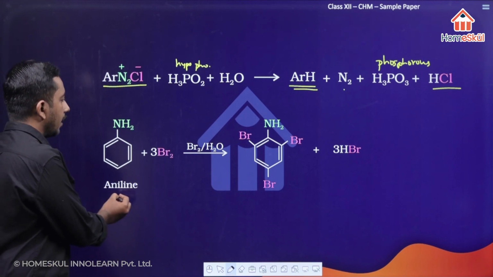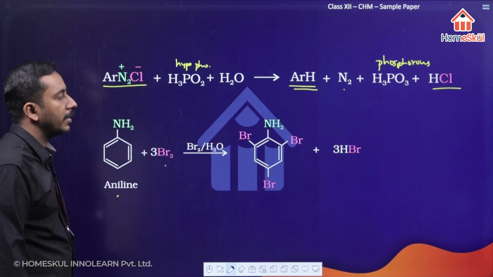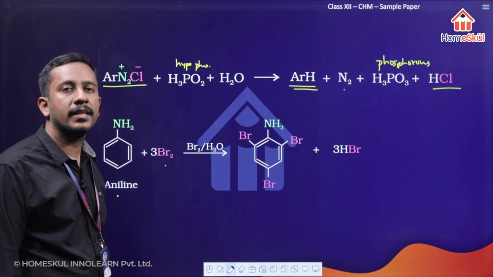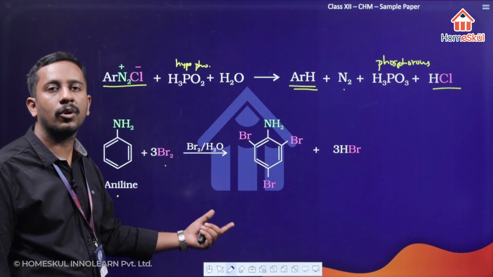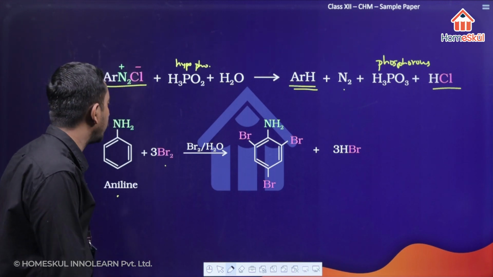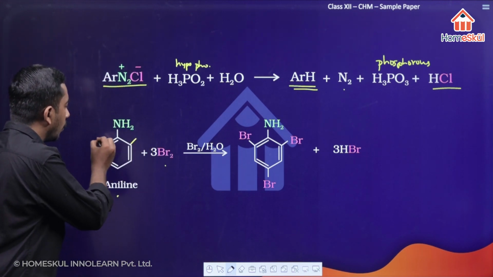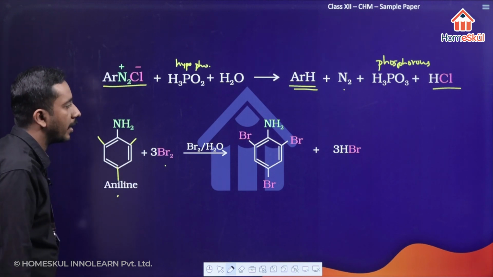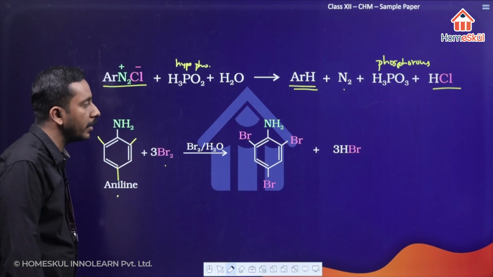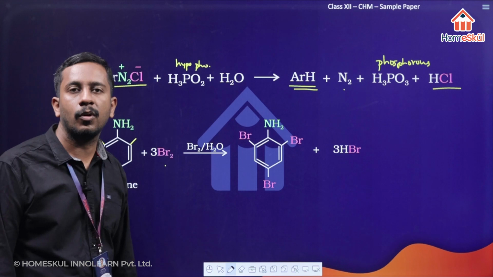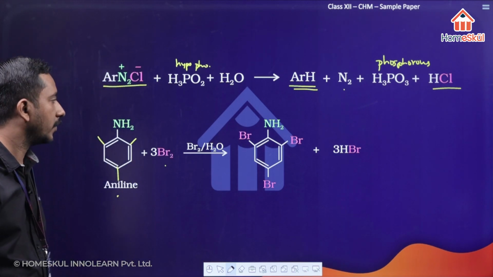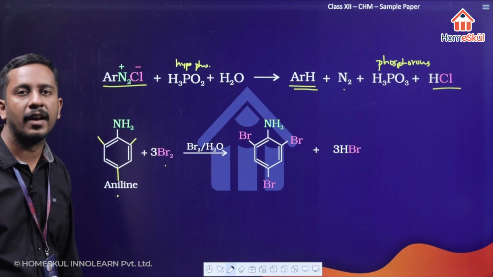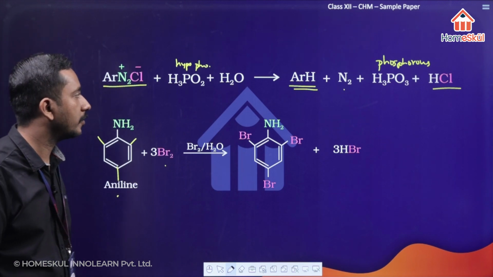The reaction of aniline with bromine water. There the reaction will be the bromination that is happening. We cannot control whether the bromination is happening in the ortho or para position. So we will be obtaining substitutions at both the ortho positions and the para position, and the product will be 2,4,6-tribromoaniline. That is the product that we obtain as a result of bromination. Okay. So these are the corresponding reactions we have been asked to write.